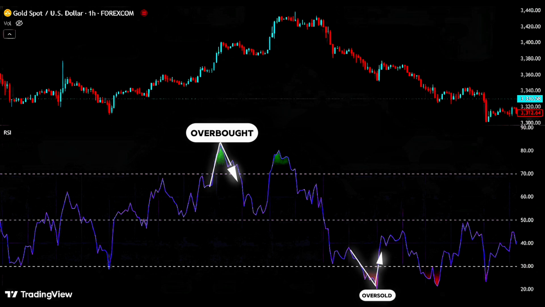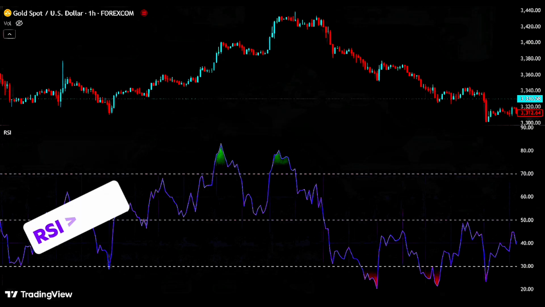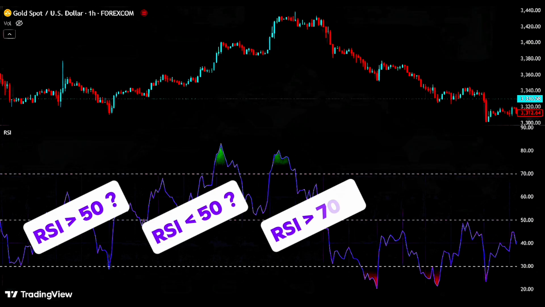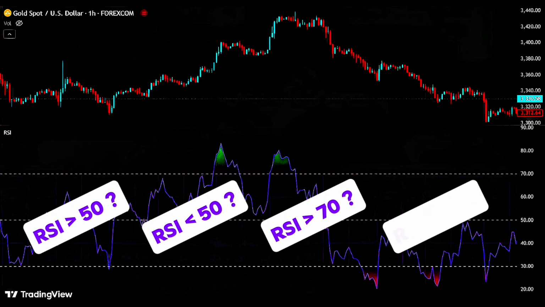So now I believe you've clearly understood the basic meaning of RSI levels. Here's a quick challenge for you. If RSI is above 50, what does it mean? If it's below 50, what does it mean? If it crosses above 70, what does that tell you? And if it drops below 30, what does that tell you?